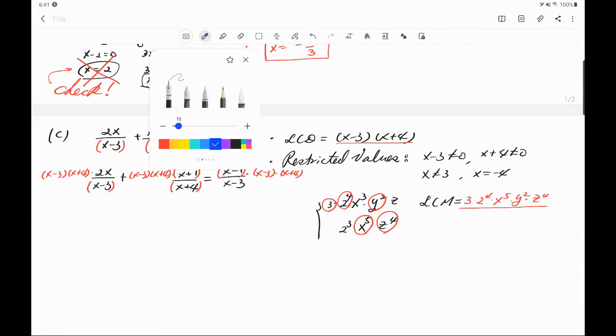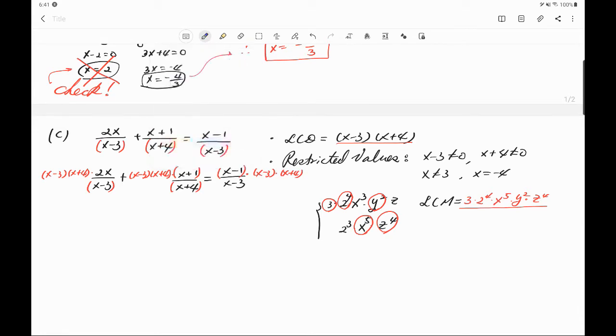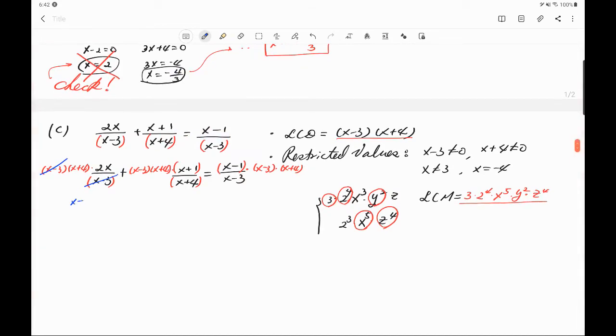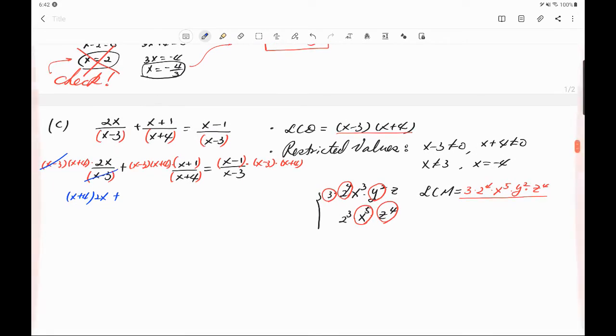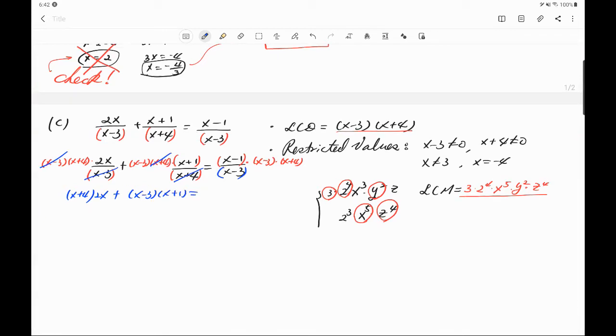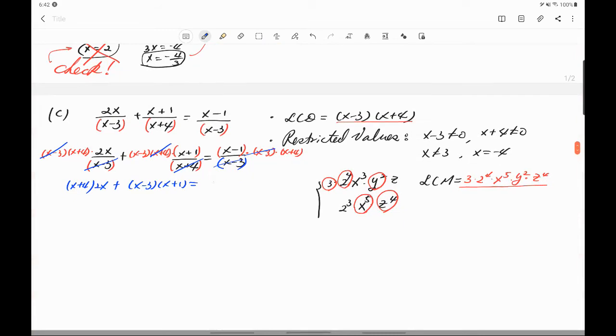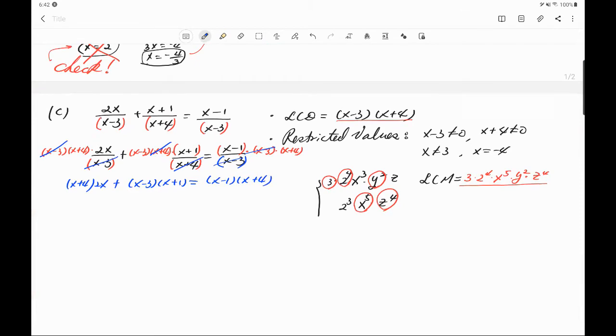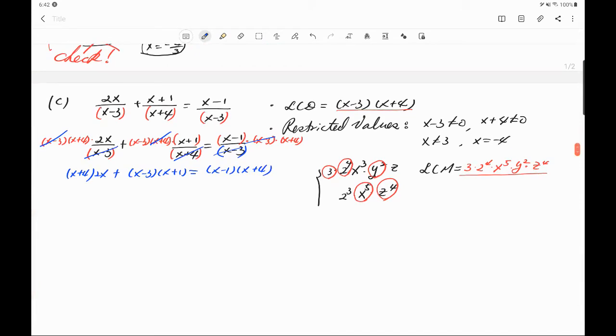Then from here, we can reduce the denominator. So x - 3 cancels out, right? So we have (x + 4)(2x). And for the second term, x + 4 cancels out. So (x - 3)(x + 1). And the right-hand side of the equation is x - 3, so cancel it out. So (x - 1)(x + 4). All right, so this equation does not contain the denominators anymore.